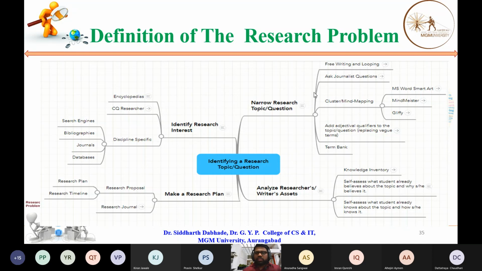While deciding your question, you need to narrow it to a specific topic or specific questions. You need to select one. So: free writing and looping, ask journalist questions like a journalist, cluster mind mapping, add adjective qualifiers to the topic for specific questions. Then a term bank: try to use different types of keywords, and on the basis of those keywords, you need to elaborate them.